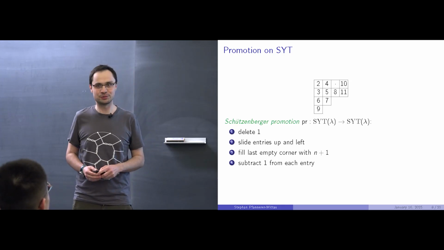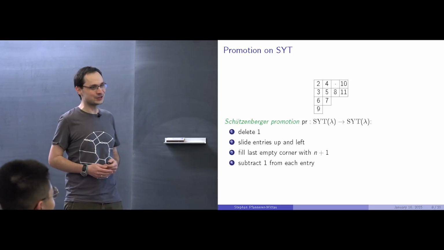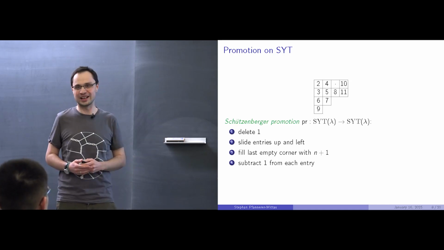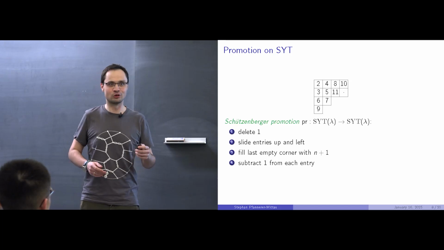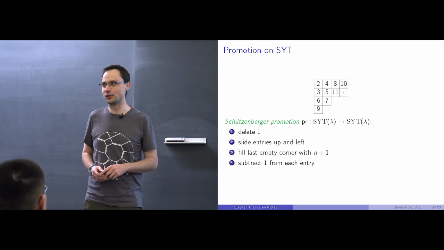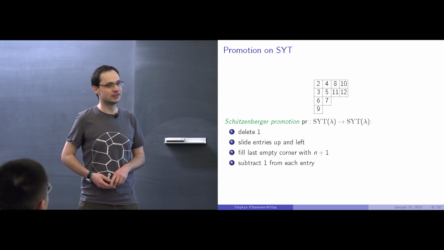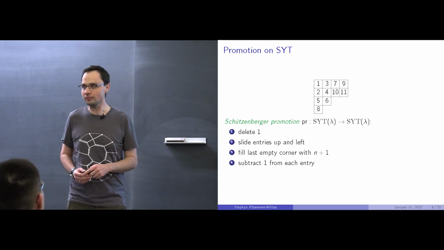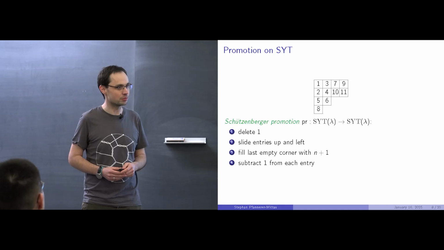Okay, next empty spot, what should I move? Yeah, 8. If I move the 10, the first row is okay, but then the third column is not increasing anymore. So I better move the 8, and then I can only move the 11. I end up with an outer corner, so no more moves are possible. I fill this with the next possible value and subtract 1 from everything. And this, again, is a standard Young tableau of the same shape.